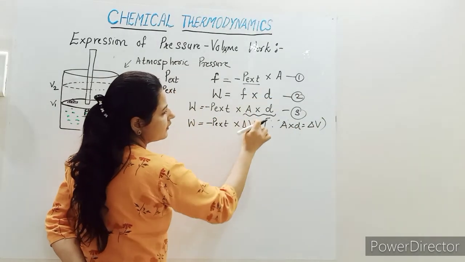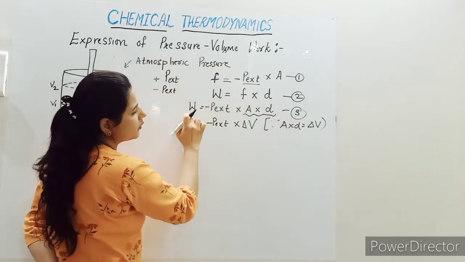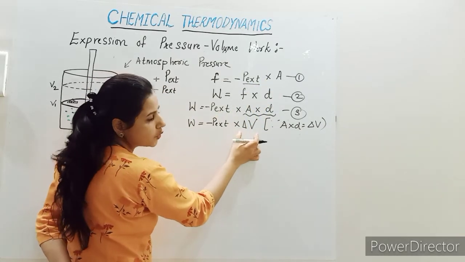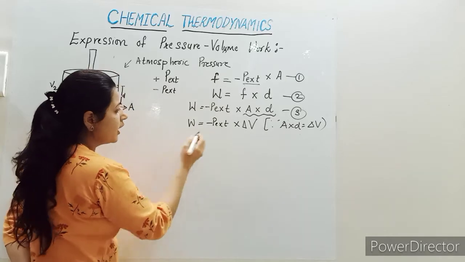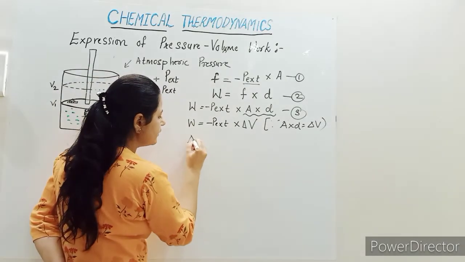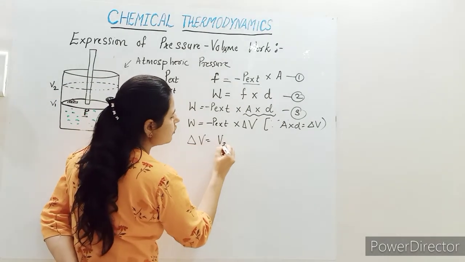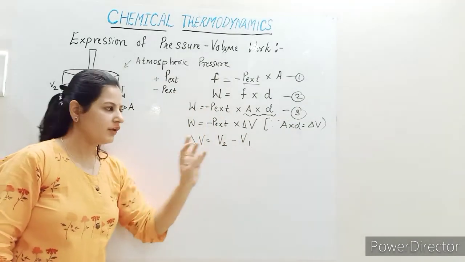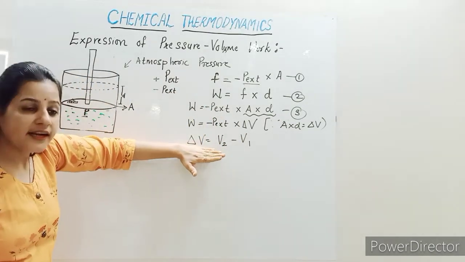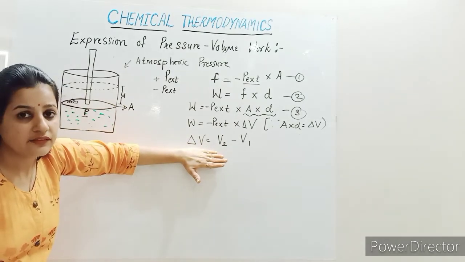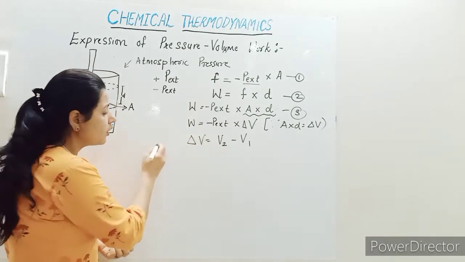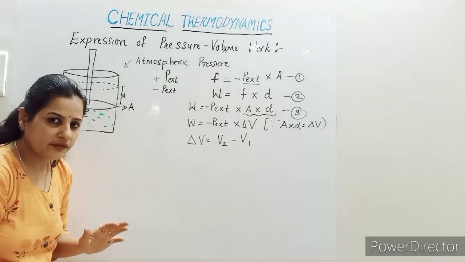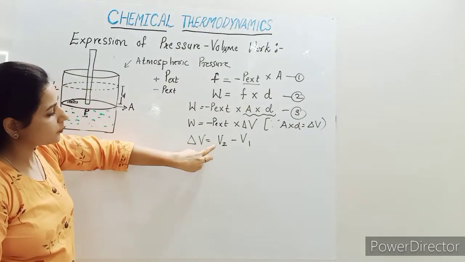So if we combine these two equations, then we get W equals P external into delta V. And delta V is nothing but V2 minus V1. अब ये जो केस है ये डिसाइड करेगा whether the work is done by the system or the surrounding. अब कैसे, देखते हैं, देखो.